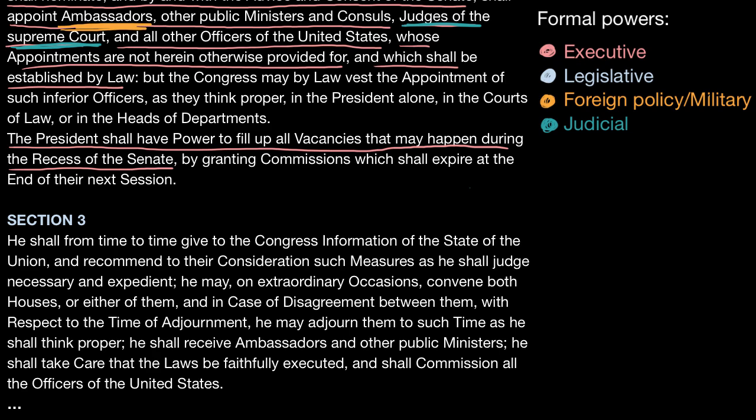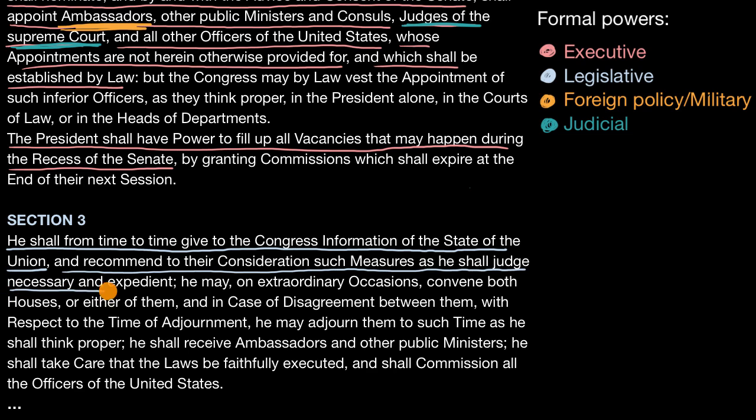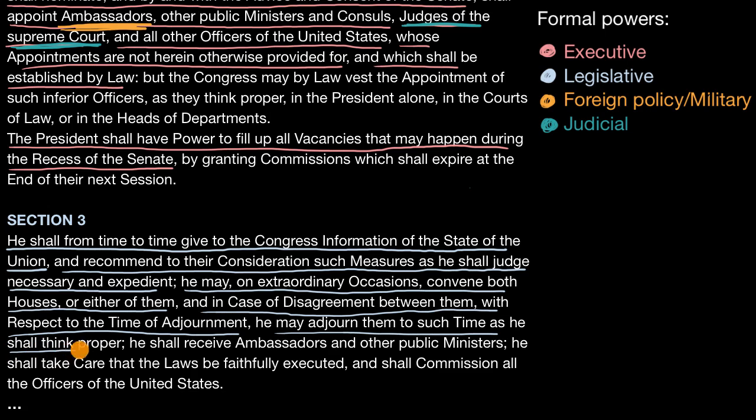And then in Section 3, we read, he, the President, although it could be a she, shall from time to time give to the Congress information of the state of the Union, and recommend to their consideration such measures as he or she shall judge necessary and expedient. He may on extraordinary occasions convene both houses or either of them, and in case of disagreement between them with respect to the time of adjournment, he may adjourn them to such time as he shall think proper. So these are all powers that the president has in the legislative process.